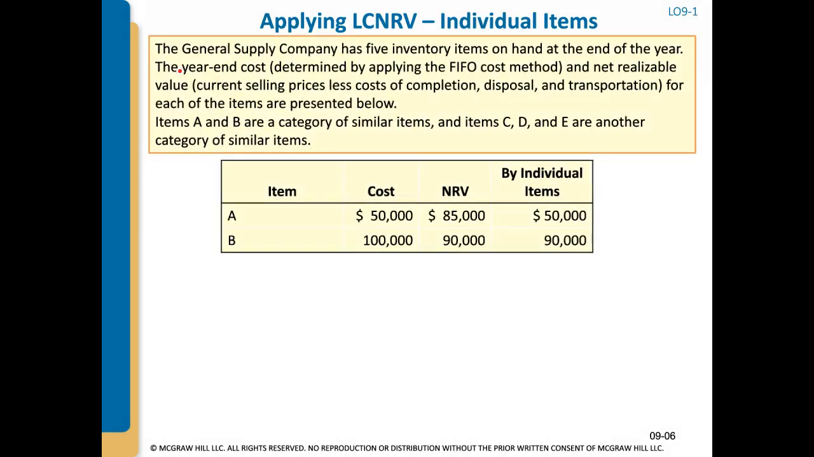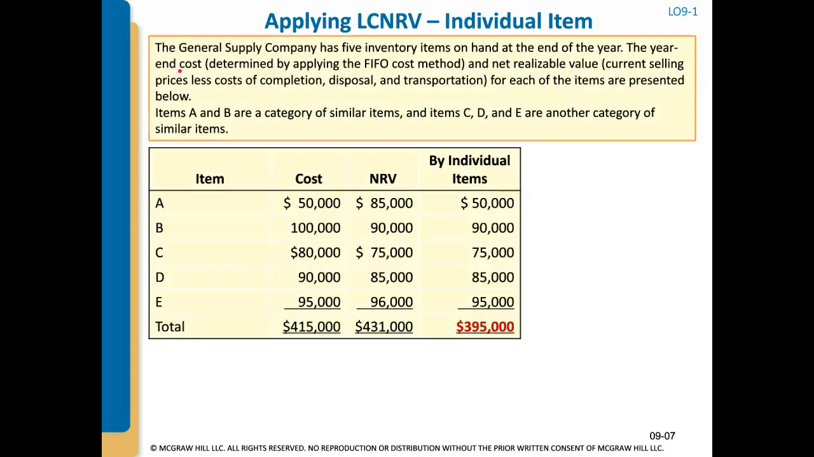Then we look at item B, our other piece of inventory, and we have a cost. The cost, meaning what's on our books, is 100. We calculate the net realizable value is 90, and we take the lower of the two, so that's 90. And so on and so forth. We do that for all of our inventory items, item by item. You do the analysis for each one individually. You look at the cost versus net realizable value, and you take the lower of, and then you add them all up into this column right here, by individual item.